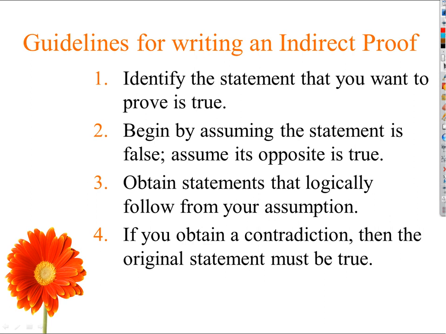Identify the statement you want to prove is true. Begin by assuming the opposite. Assume that it's false, that its opposite is true. And then obtain statements that logically follow from your assumptions. In other words, what can we conclude from that, until we obtain a contradiction? One of the conclusions of our assumption is wrong, and then that's the proof. We know that our assumption must have been wrong, and therefore the original statement has to be true.